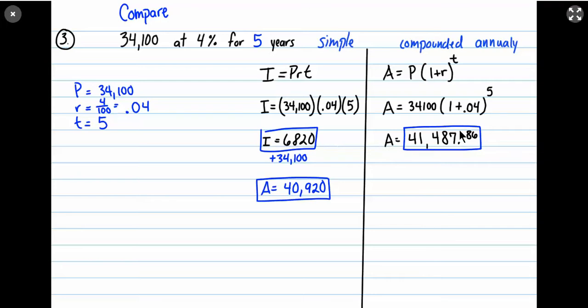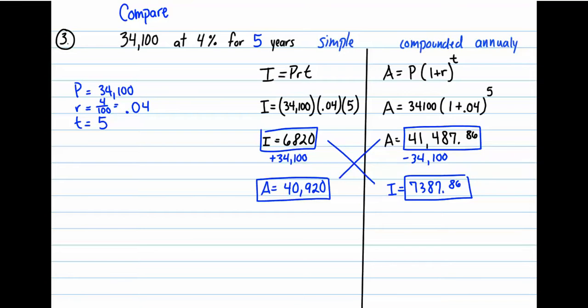The same way would work on this one. If I want to find my interest, I would take away what I actually borrowed, and that amount that's left, now I can compare. So it's important you guys understand how to get both of these. I want to be able to compare the right thing to the right thing.